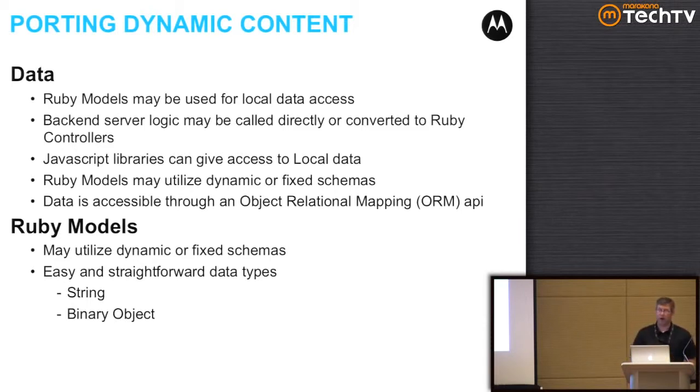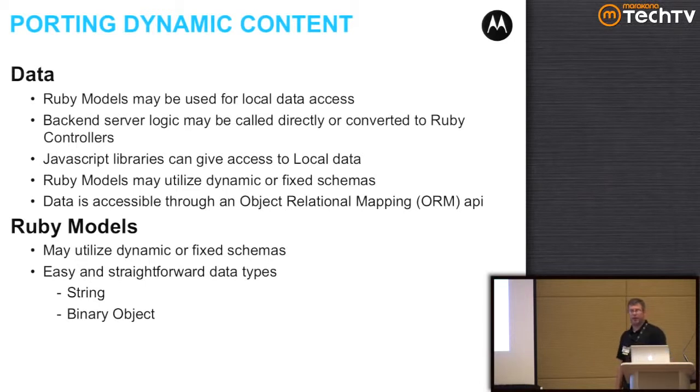Your JavaScript libraries can also give access to local data. So in other words, you don't have to use our Ruby models for your data. There are also JavaScript libraries which give you access to the SQLite database and row elements. I would suggest using the Ruby models because they're very straightforward, so easy to use, and really seamlessly integrate with the rest of the platform. But again, I don't want you to think that you have to use them. If you wanted to use some other JavaScript framework that gives you access to the local data, you can do that.